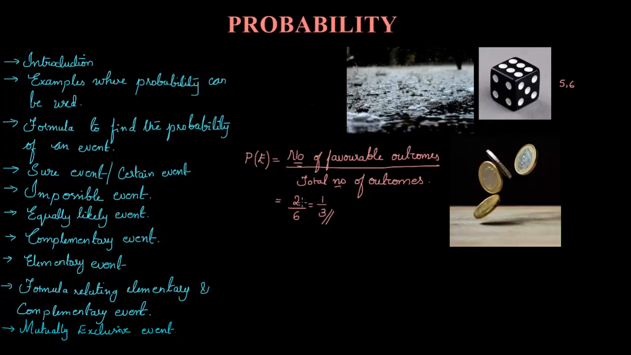Understood? In the same way, if I am talking about tossing a coin. So if I am asking you to find the probability of getting head. So there will be head or tail, or any of these 2 values. Right? So if I am asking you to find the probability of getting head.